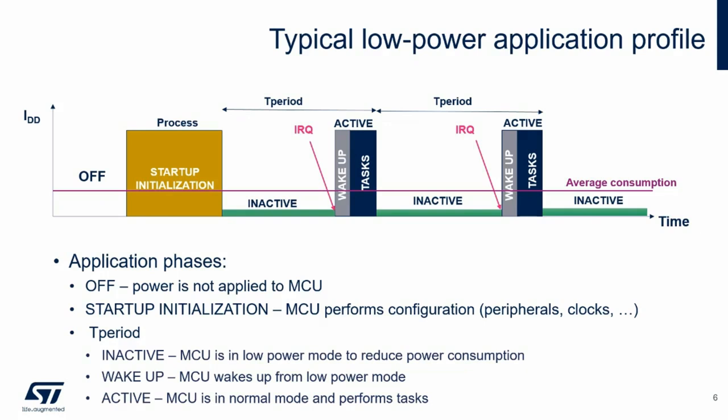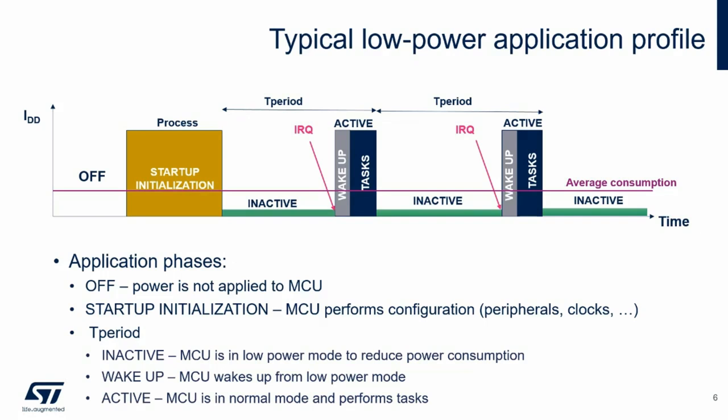Then we have the part of the application which is repetitive. It starts with the inactive phase. The microcontroller doesn't need to perform any tasks here. So the goal is to reduce consumption to a minimum. In consequence, the microcontroller stays in low power mode. Then the microcontroller receives an interrupt. It might come from the external world, for example, from GPIO or a communication interface. It might come as well from internal resources, for example, a timer. The interrupt is a trigger to wake the MCU up from low power mode. That is why this phase is called wake up.